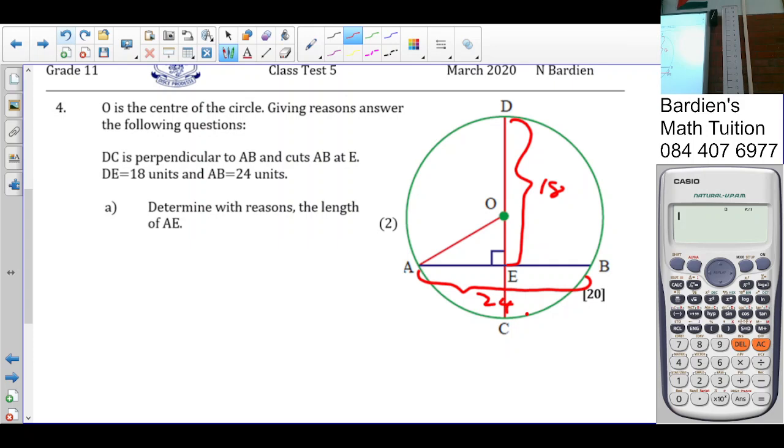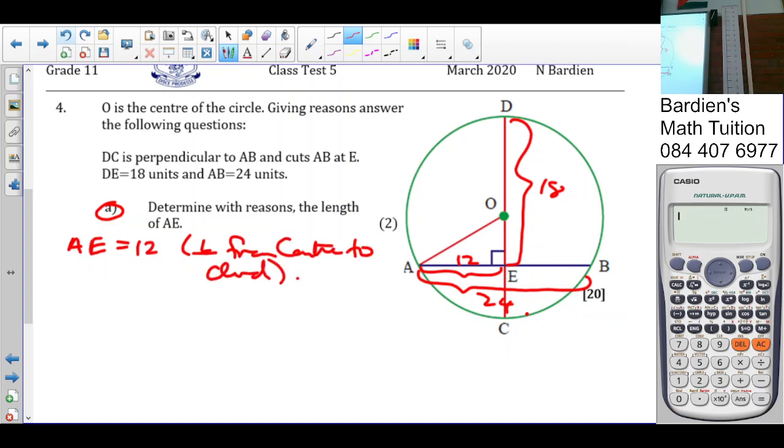Determine with reason the length of AE. So where is AE? Here. AE is this length. We know it's 12. So AE is equal to 12 units. Why? Perpendicular from center to chord bisects the chord. Okay? So there's 12. Let's look at question B.